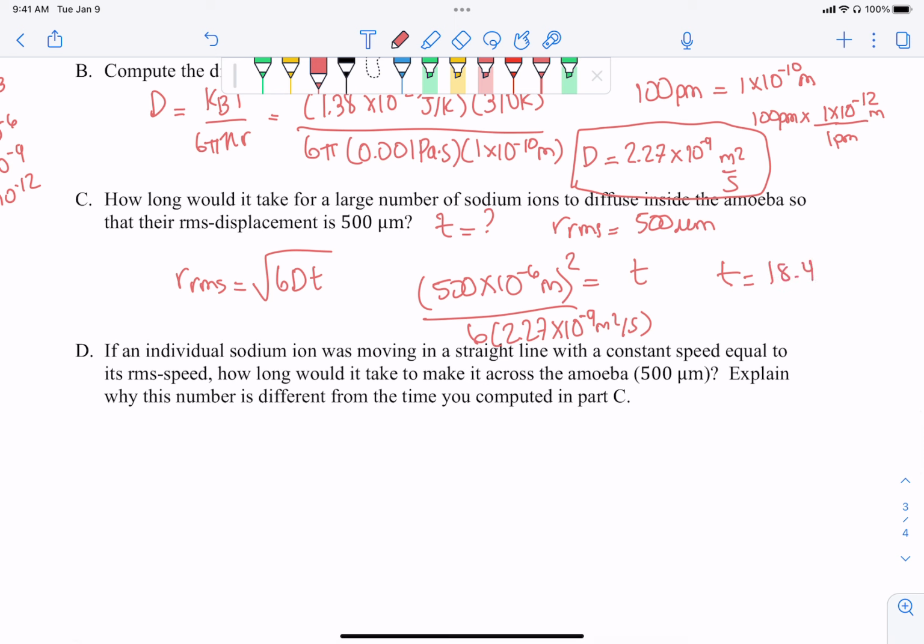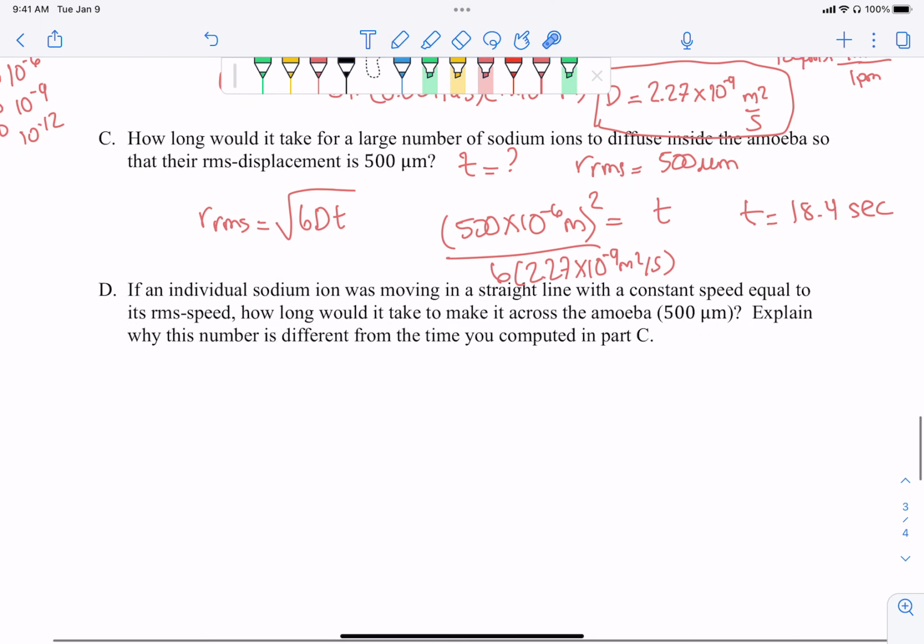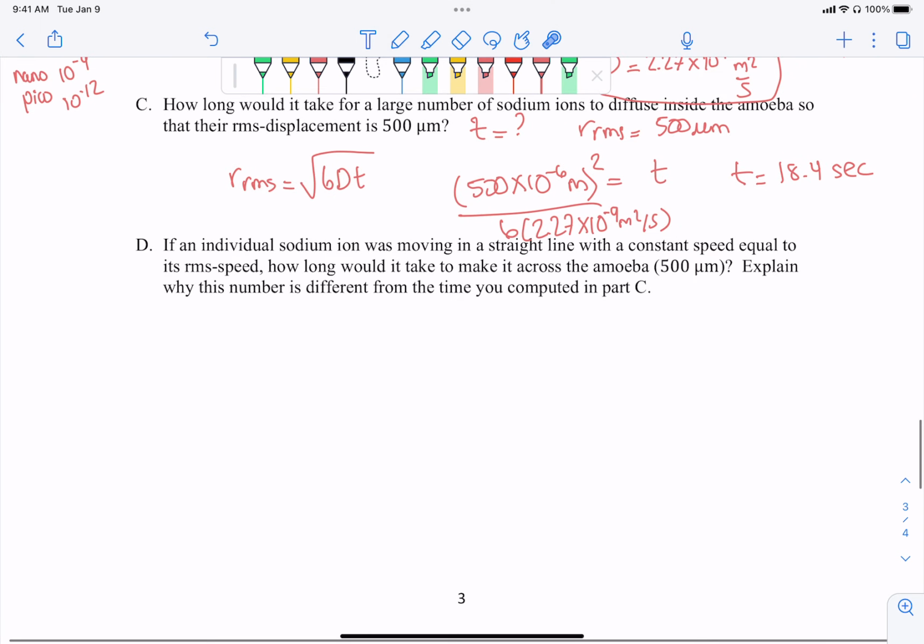About 18.4, yeah, that's about what I got. 18.36, 18.4 seconds for a large number, once again, large number of ions to diffuse. Like I said, you can't figure out the time for one of them to diffuse because we're just looking at averages, right? So if everyone's good for part C, we can move on to part D.